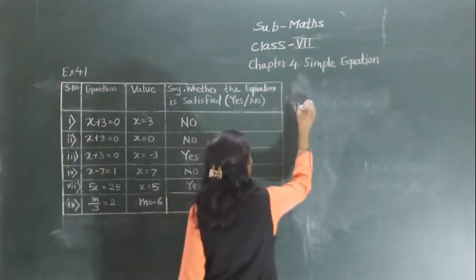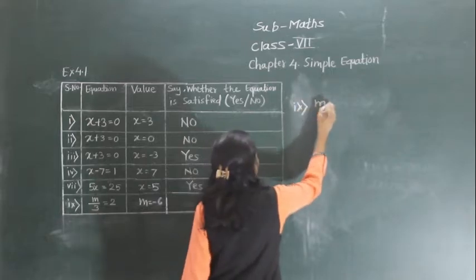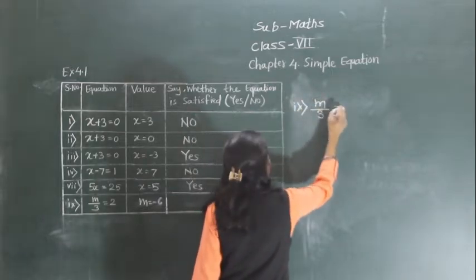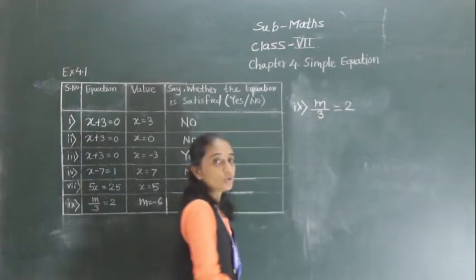For example, m upon 3 is equal to 2. Now first we are going to solve.